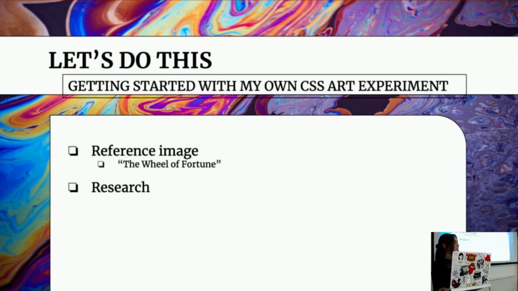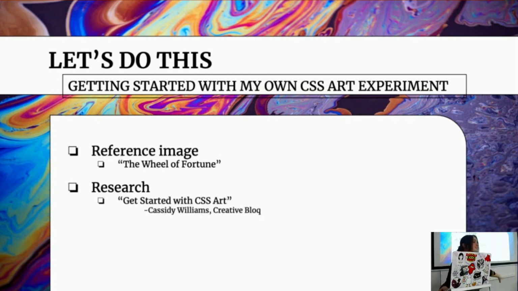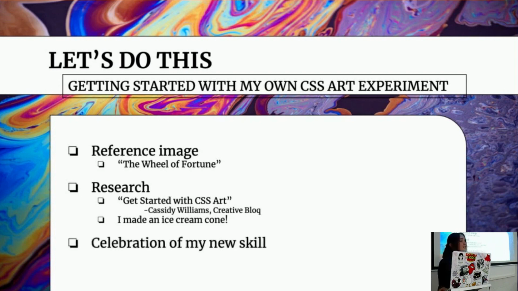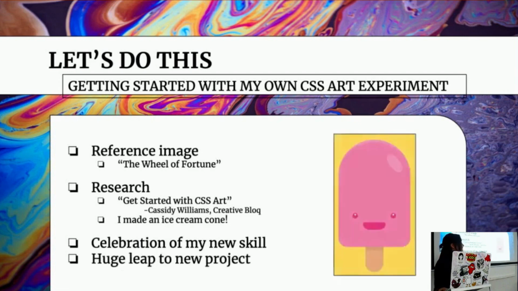So I did some research to try to start making the Wheel of Fortune. I found this article. If you want to get started with CSS art, I recommend it. It's very good. It helps you make a little ice cream cone with a smiley face. And I was so proud of myself when I did this. I had never done CSS art before, so there it is. I was immediately ready to start something more difficult. Here's my ice cream cone! You can make this too.